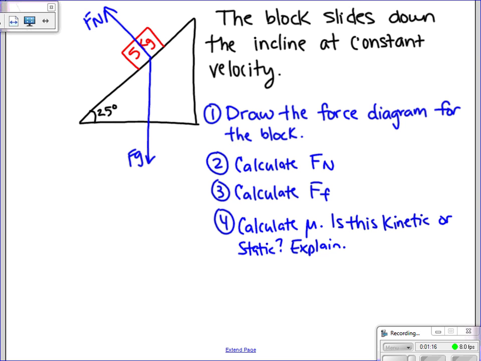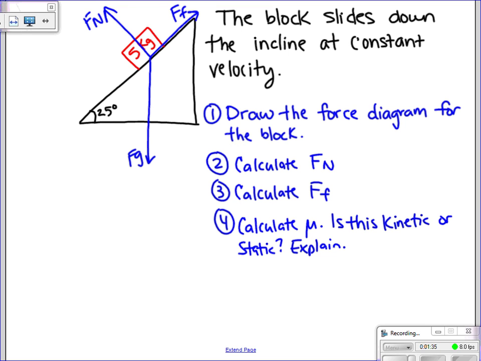All right. And then finally, the block is sitting there going down this incline at constant velocity. So in other words, it must have a friction opposing it, otherwise it would be speeding up as it's going down. So since the block is sliding down, the friction is going to go up the ramp to oppose that motion.